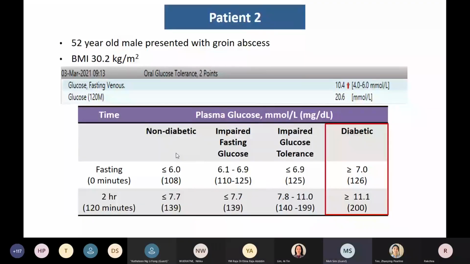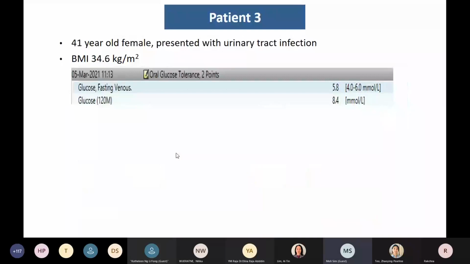Let's now move on to patient number 3. Patient number 3 is a 41-year-old female who presented with a urinary tract infection. She's got a BMI of 34.6 kilograms per meter square, and she also had an oral glucose tolerance test done. The fasting venous glucose level was 5.8. Okay, and the glucose level at 120 minutes or 2 hours was 8.4 millimoles per liter.